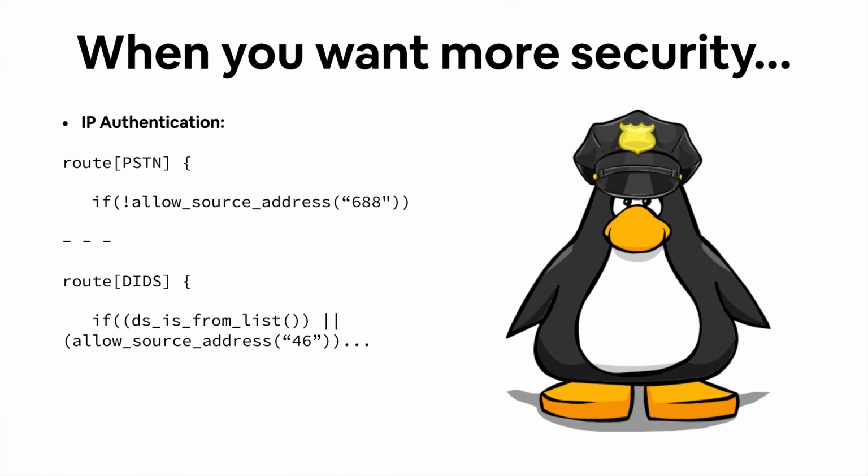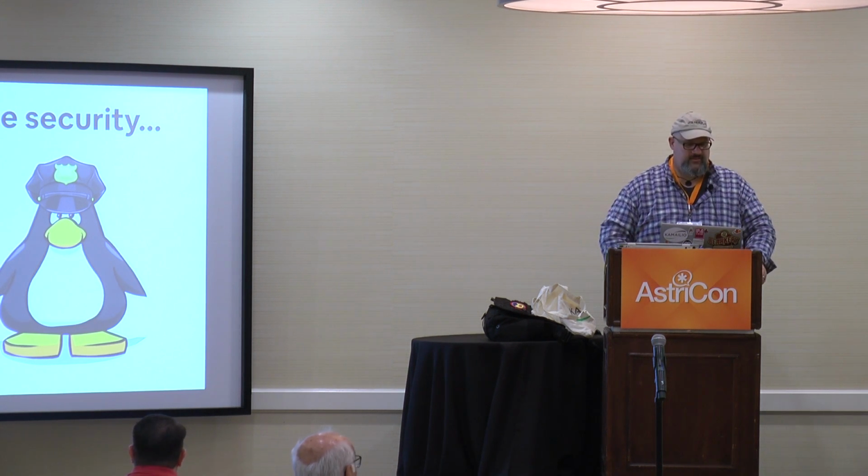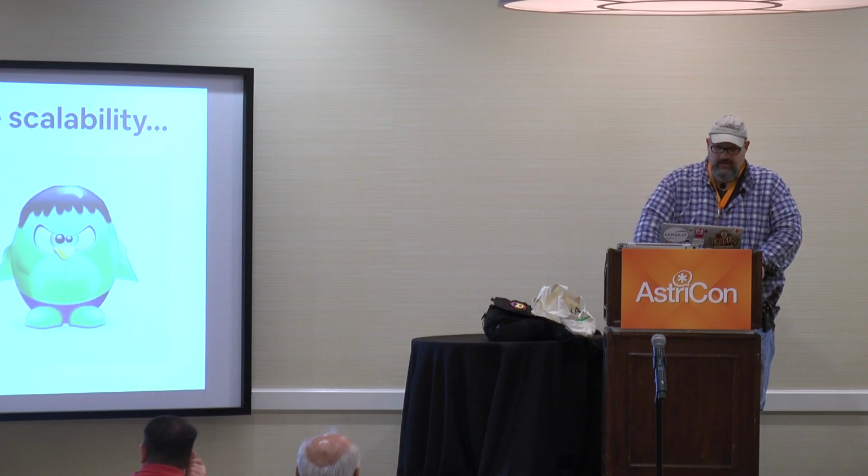I can use IP authentication. So for example, I can add IP addresses to lists. So I can go, okay, if allow source address is in the group 688, which is just DTMF for OUT, so outbound, then I'm going to let them make an outbound call. Right, on inbound, which is DTMF for 46, right? If the allow source address is in this group of people that can make an inbound call, I'm going to let them make it. If not, I might block them.